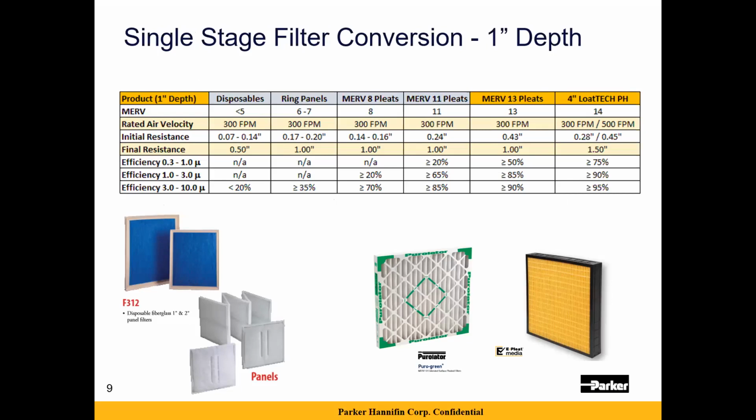Typically, what you're going to see in those systems are disposable panel filters, fiberglass, could be polyester. You could see ring panel filters. You might see MERV 8 or MERV 11 pleats as well.